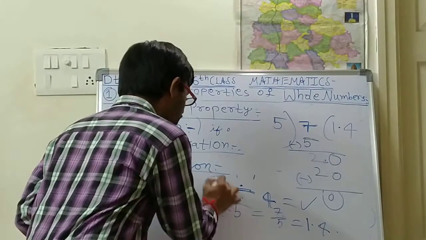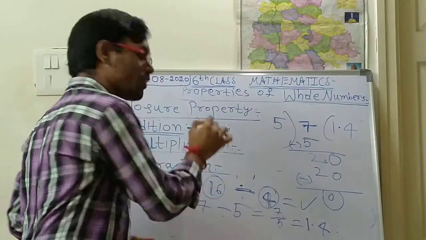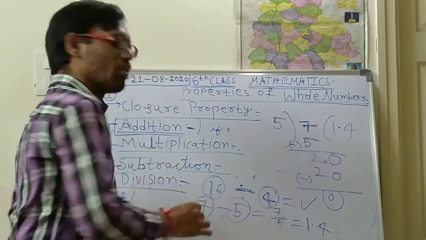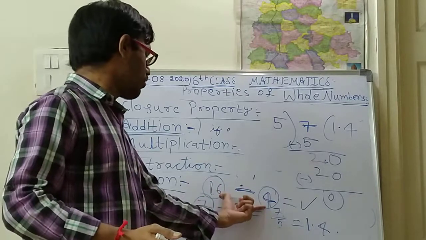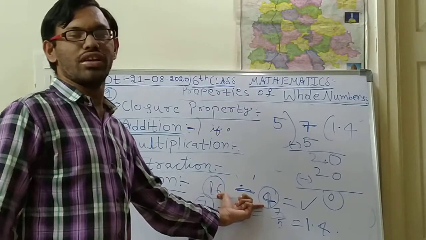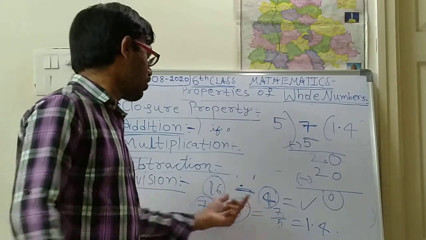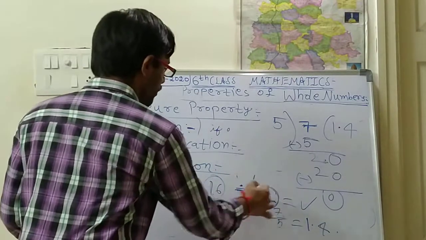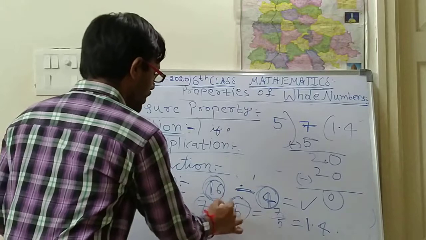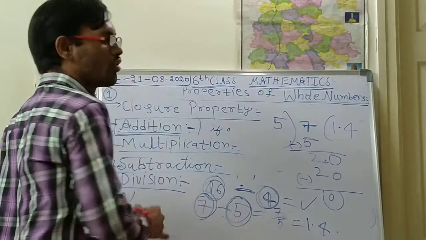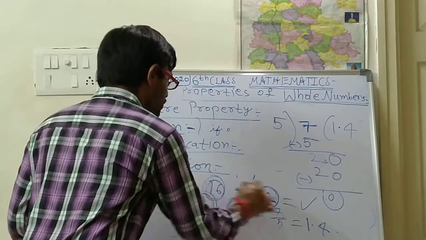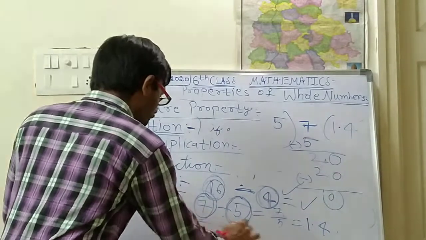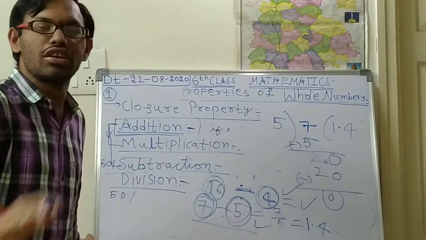That means here 16 and 4: in the 4 table, 16 will go directly. But in the 5 table, does 7 go? No. If you want to satisfy the division, you should compulsorily know the multiplication tables, whether in the 4 table 16 goes or in the 5 table 7 goes. So in the first option the whole number is satisfied, but in the second option the whole number is not satisfied.